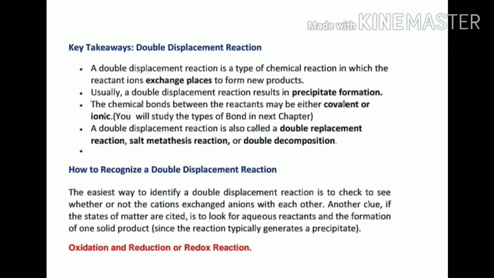So the question is how to recognize a double displacement reaction and how it is different from the displacement reaction. The easiest way to identify a double displacement reaction is to check whether or not the cations exchange anions with each other. Another clue, if the states of matter are cited, is to look for the aqueous reactants and the formation of one solid product, since the reaction typically generates a precipitate.